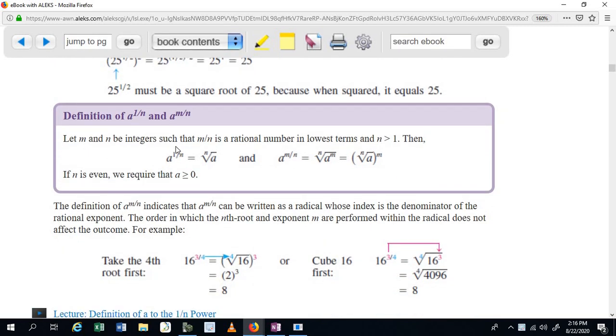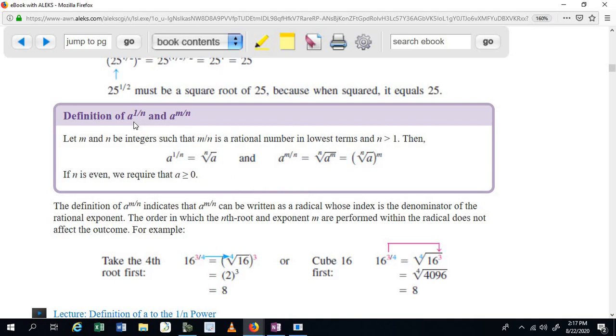Let m and n be integers such that m divided by n is a rational number in lowest terms, and n is greater than 1. Then a raised to the 1 over n power is equal to the nth root of a, and a raised to the m divided by n power is equal to the nth root of a raised to the m power, which is equal to the nth root of a, all raised to the m power. Now, if n is even, we require that a be greater than or equal to 0.